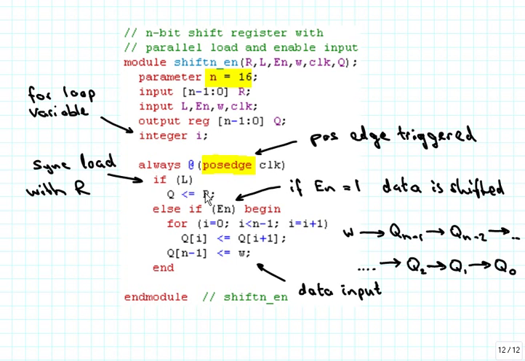And if that is not the case, then we look at the enable signal. And if the enable signal is high, then we do our shift. We shift W into Qn minus 1, and then Qn minus 1 goes into Qn minus 2, and so forth. So we have this chain of actions here. We go with W into the Q with the highest index, and that goes into the Q with the next lowest index, and so forth, all the way down to 0. And in this way, we implement the shift command, but only if enable is high.